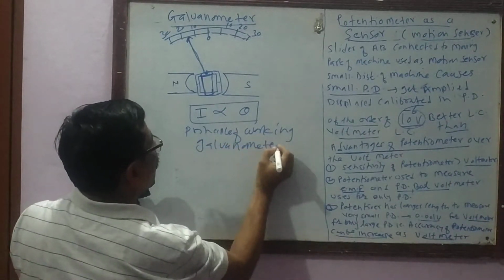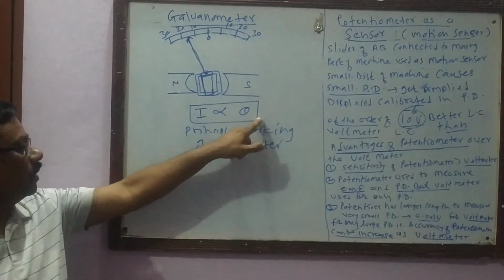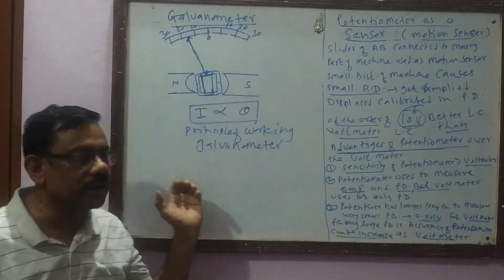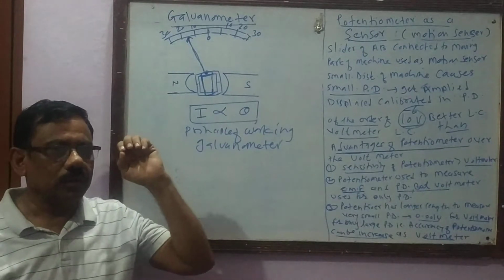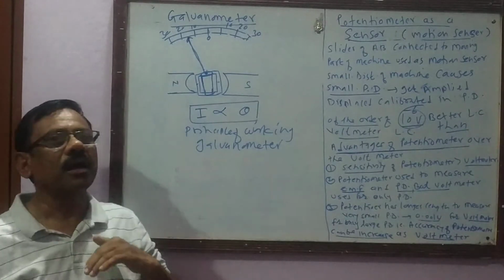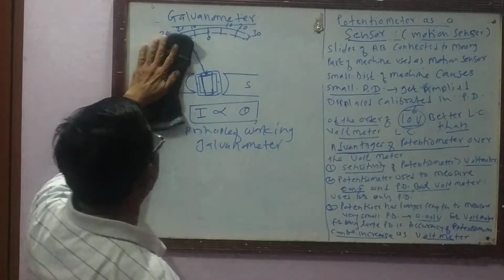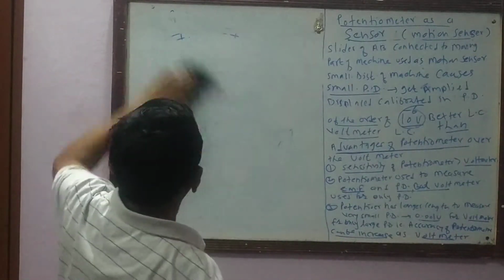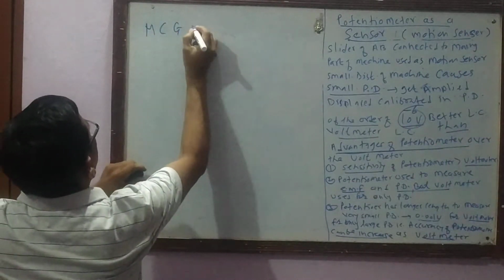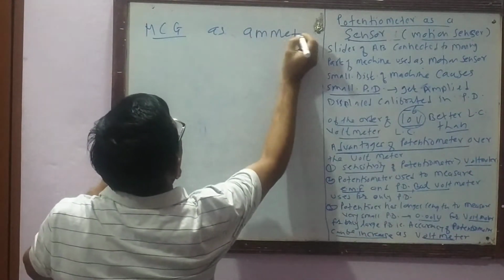The principle of working of the galvanometer is that the current flowing through the coil is directly proportional to the deflection. Now this is the principle of working of moving coil galvanometer, and such a galvanometer is used to measure current and voltage. Hence the galvanometer can be used as an ammeter, and as a voltmeter. In this case, let us see the moving coil galvanometer as an ammeter.